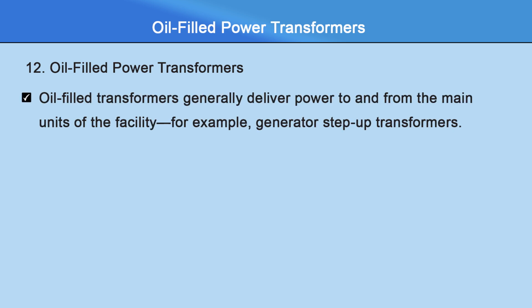The last equipment is the oil filled power transformers. Oil filled power transformers generally deliver power to and from the main units of the facility, for example, generator step up transformers. These transformers are generally located outside the building in a transformer bay or in a switchyard. These transformers may be 2 winding or more and include auto transformers.